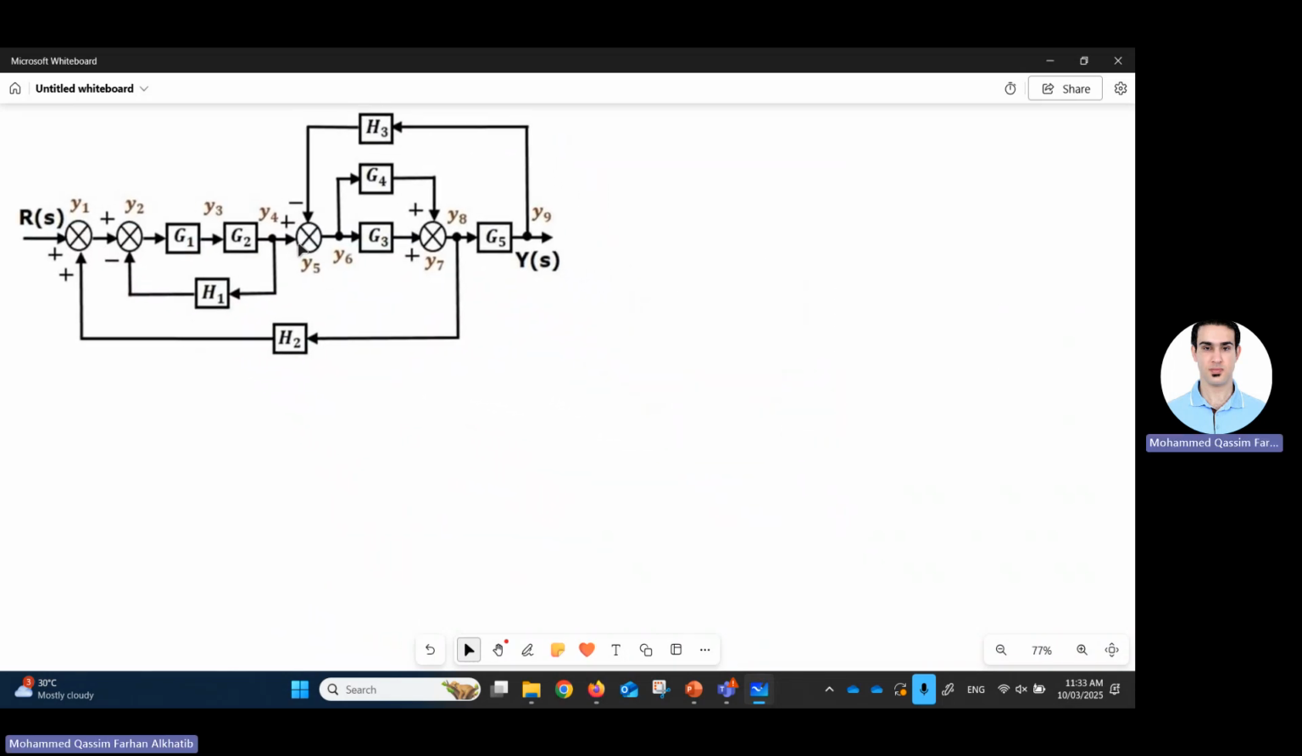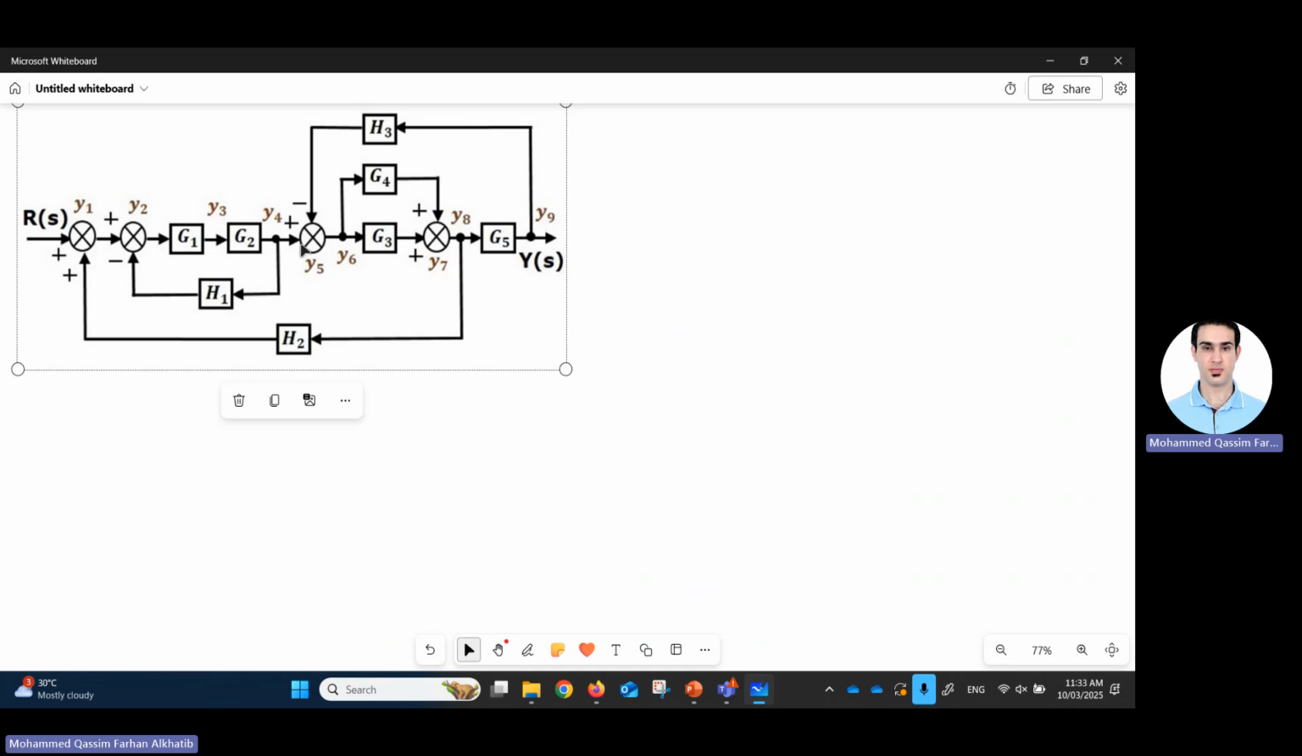Okay, so if you look at the nodes here, we have plenty. Let's start from RS. That's my input node. And there is Y1, Y2, Y3, 4, 5, 6, 7, 8, 9. And here is the output YS. So that's RS, and here is YS. Okay, so RS goes to Y1. So there you go, that's one branch, and the gain will be 1.